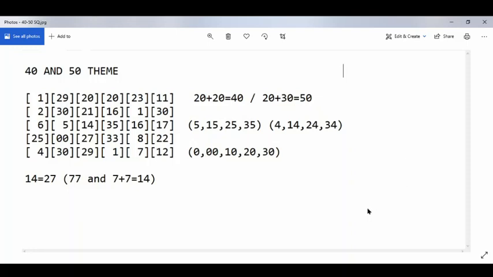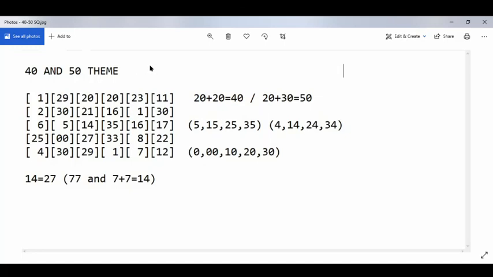Hello, welcome to the wonderful world of random sequencing. Today we're going to be talking about the 40 and 50 theme environment. And so how does that get played out?